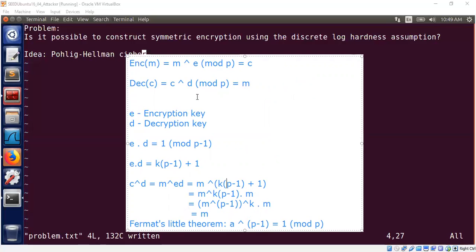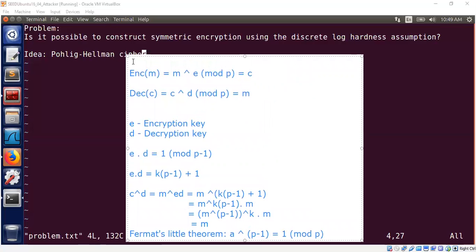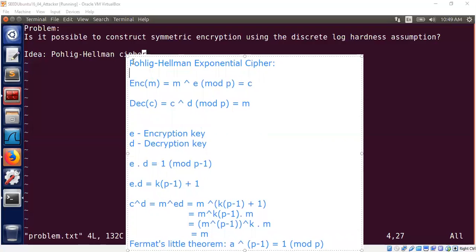We need an encryption key and a decryption key. Of course, we need a prime P, otherwise Fermat's theorem won't work. Fermat's theorem assumes P is a prime. So this is basically the Pohlig-Hellman exponential cipher algorithm. I will compare this with RSA very briefly.